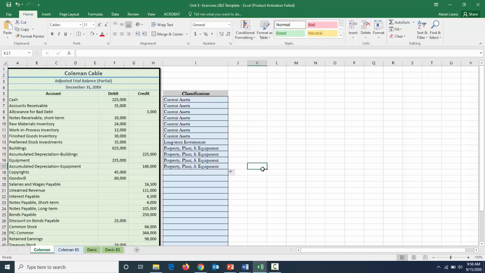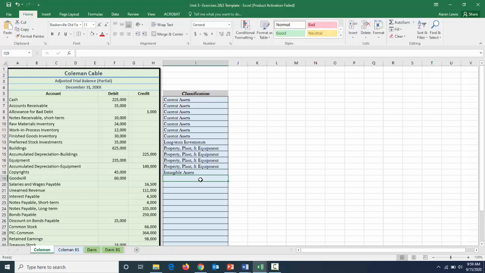The next two that we have on here are our copyrights and our goodwill. So copyright is something that we are going to use to turn a profit in the future. It is not a financial instrument, it's not a loan, it's not an investment in stock or bonds, and it has no physical form. And therefore, when we classify it, we're going to classify it as an intangible asset. So that one's going to go under intangible assets.